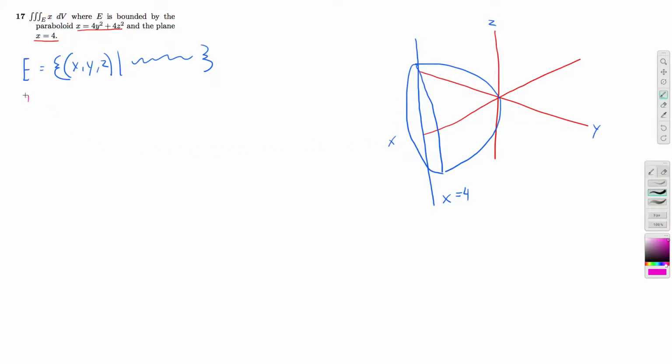Alright, so let's write this out. The integral over E of x dV. You need to know that another way you could write this is x, and instead of dV, you could write dx dA.